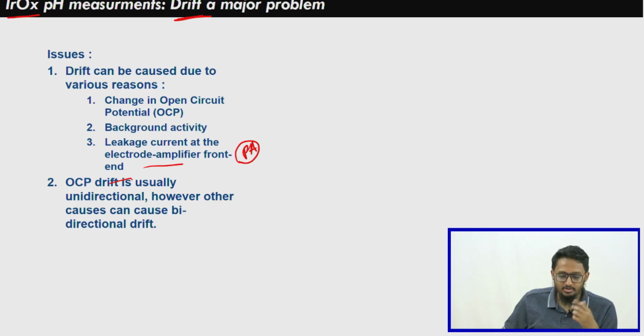I told you yesterday that we should go for something in the range of femtoamps, a very small input bias current. Generally, OCP drift is unidirectional, but it can also be bidirectional if you are combining multiple causes of the OCP together.